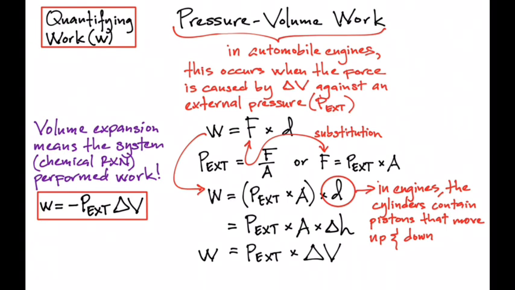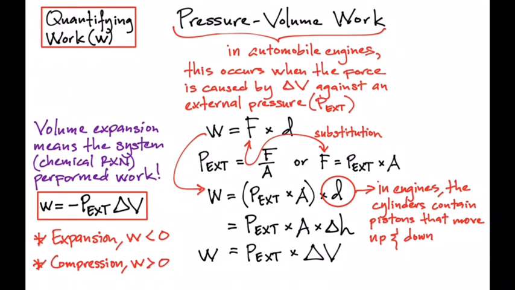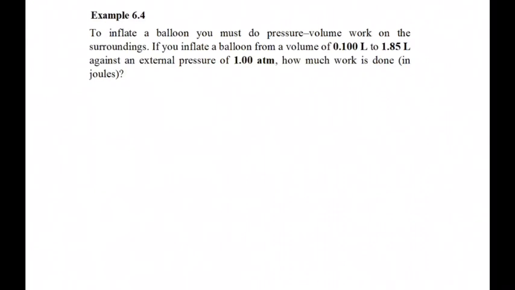If you have a positive work, then that means that the surroundings performed work on the system. So in that case, if we have a compression, then that means we have a positive work, meaning the surroundings performed work instead of the system. But if you have an expansion, that means the system performed work. So it's just a sign convention. But make sure that you remember the sign convention regarding work, heat, and delta E, which is the total change in energy. All right, so let's look at an example here.